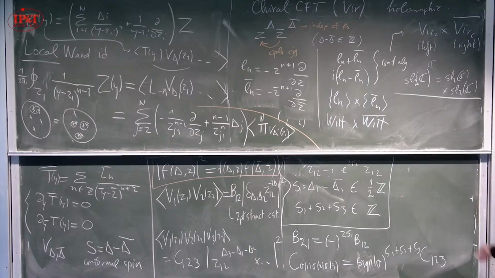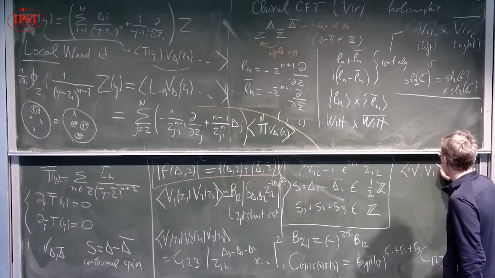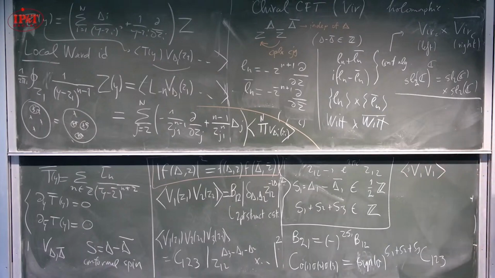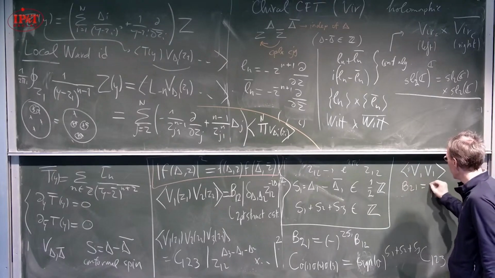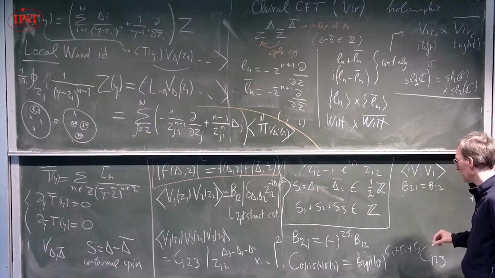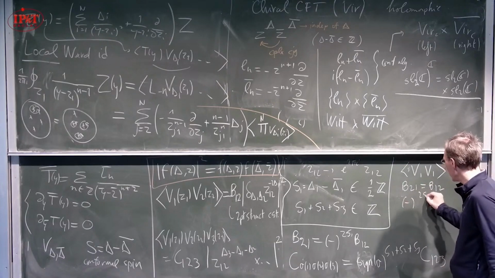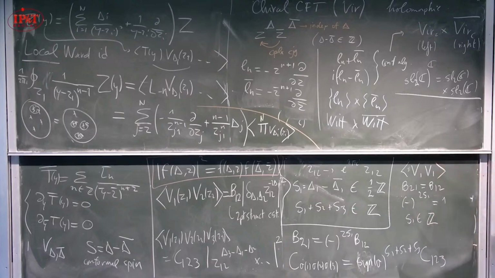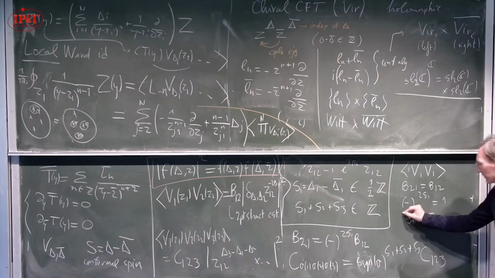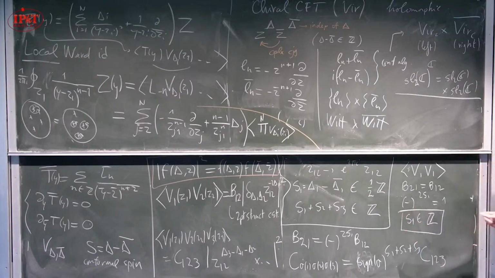Now what happens if I have a 2-point function of a field with itself? I mean the same field, not a field with the same dimension, but really the same field. If it's the same field, I must have B21 equals B12 in this case. Therefore (-1)^(2S1) is 1, so the spin S1 has to be integer. In other words, if all fields commute, then their spins are integer. And in fact, most of the fields we would consider have integer spins.